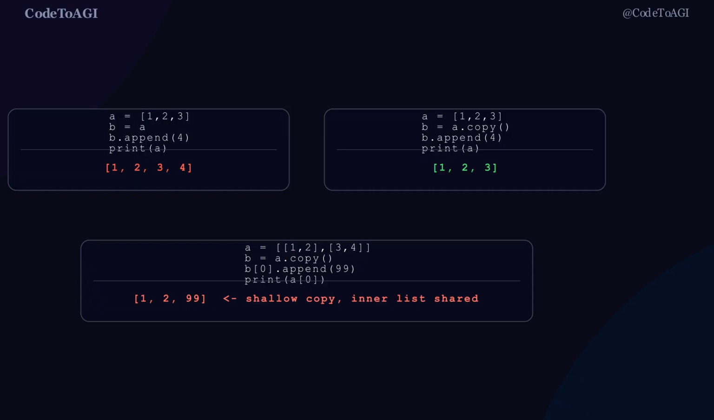Second one, same setup, but b = a.copy() this time. What about a now? Just [1, 2, 3]. The copy broke the link at the outer level. Last one: nested lists, a shallow copy, and an inner append. Trickier, but you have the tools.